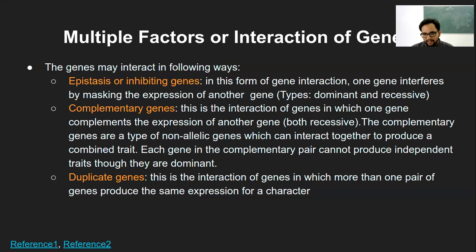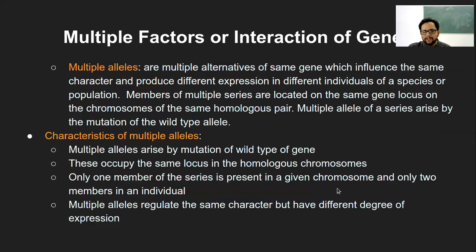Then duplicate genes. Now, the name itself says there is more than one pair of genes, like in duplicate, and they will produce the same expression for a particular character. So that means having more than a pair, right? In Mendelian genetics, it was as if there is one pair of alleles for one character. Here what we are talking about is more than one pair for one single character, that is duplicate genes.